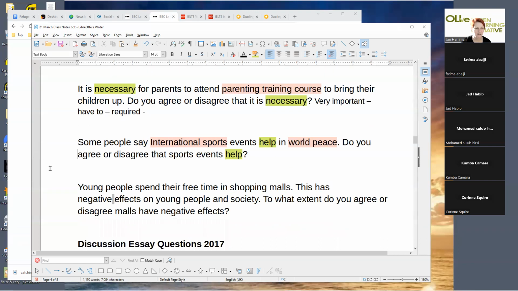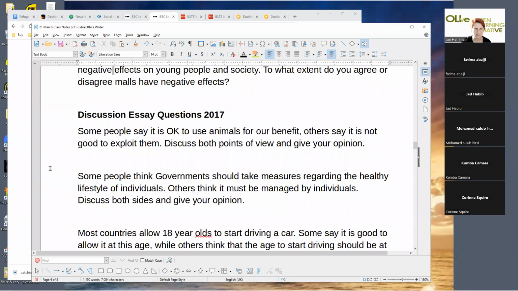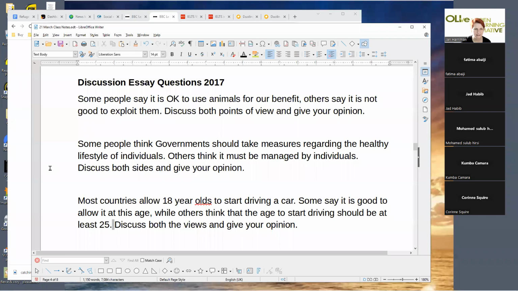All right. I'm going to skip over the next one and go to a discussion essay. So how about this one? Some people say it is okay to use animals for our benefit. Others say it is not good to exploit them. Discuss both points of view and give your opinion. So what are our subject words? Is it okay to use animals for our benefit? So, yep, it's use animals for our benefit.